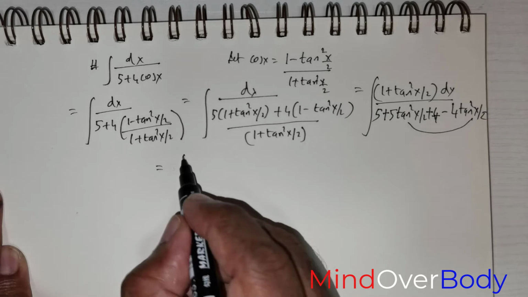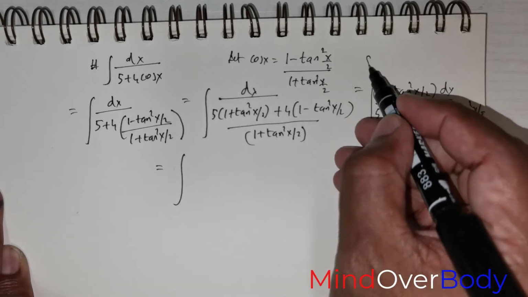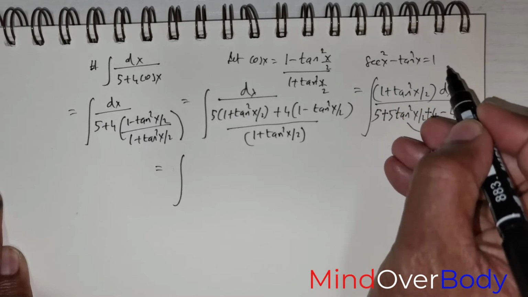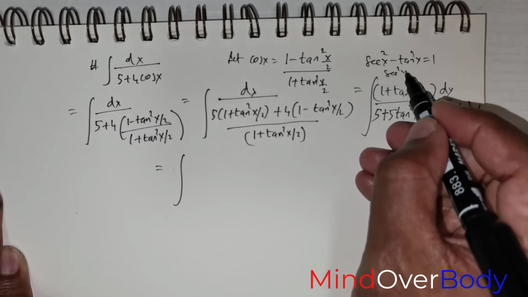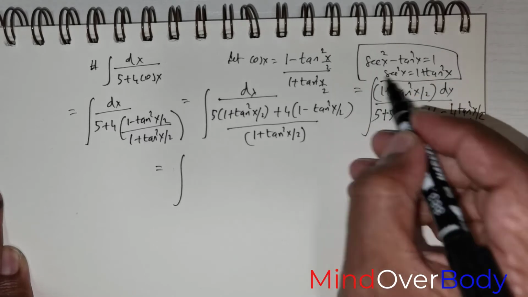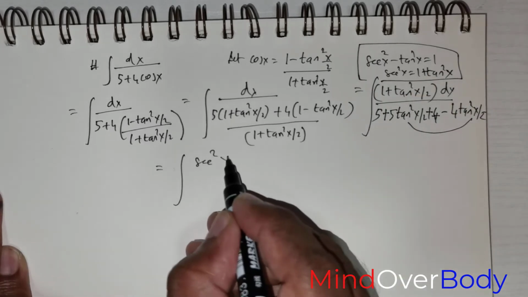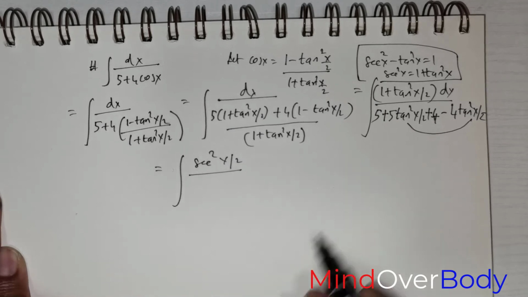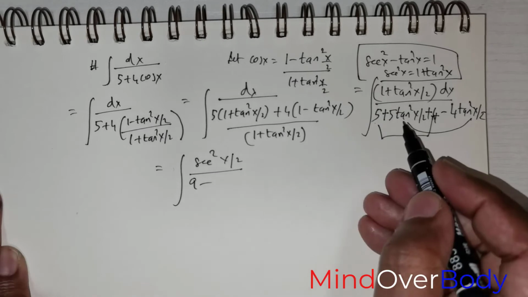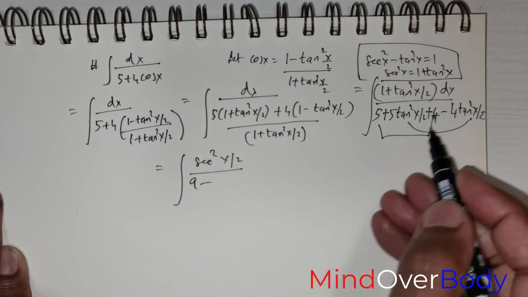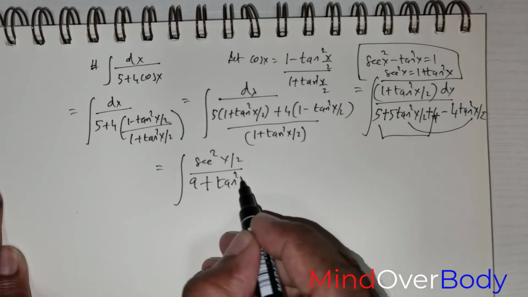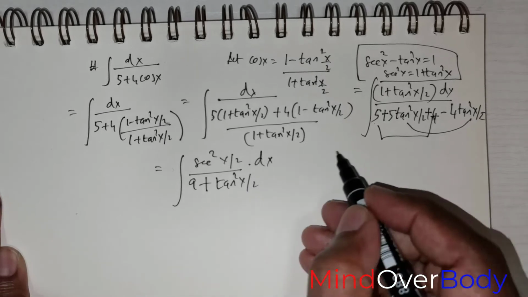So this is equal to, now we know that secant squared x minus tan squared x is equal to 1, and secant squared x is equal to 1 plus tan squared x. We know this formula. So using that formula, this is going to be secant squared x over 2 divided by 5 added with 4, that's 9, plus 5 times tan squared x over 2 added with minus 4 times tan squared x over 2 would give us positive tan squared x over 2. Of course there is a dx there.